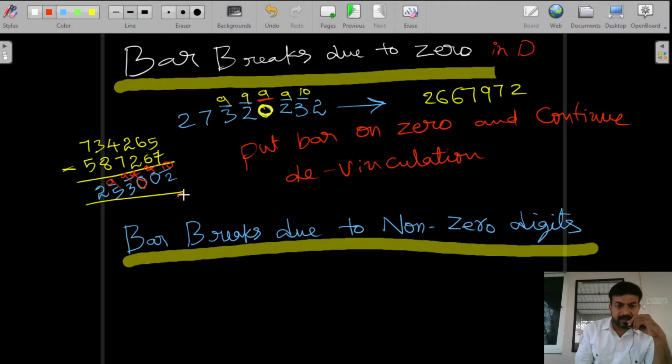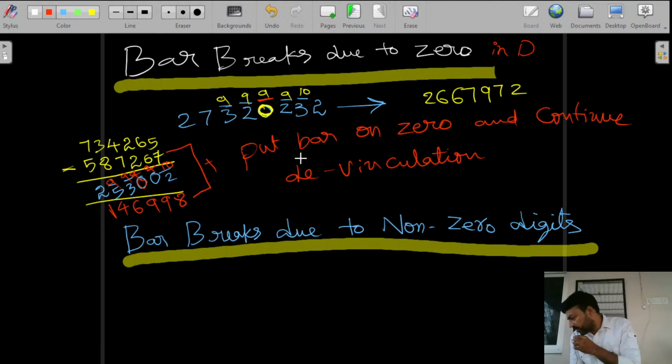10 minus 2, 8. 9 minus 0, 9. 9 minus 0, 9. 9 minus 3, 6. 9 minus 5, 4. Here you have to take the predecessor of 2, that is 1. If you have doubt whether it is correct or wrong, you can add this answer and the subtrahend, or you have the digital root method also. Just check this answer and give a reply.